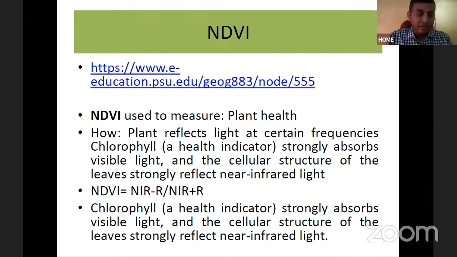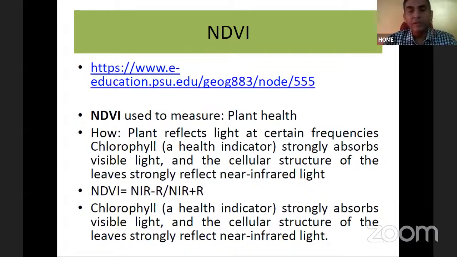NIR is near infrared. Abhinav, NIR stands for near infrared band. Okay, so the maximum information about vegetation came in the NIR band, minus the minimum information. The ratio will give you a range between -1 and +1.